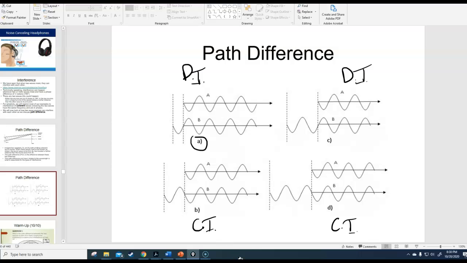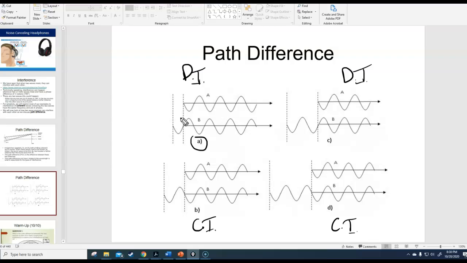Okay, you should be able to tell just by looking. But notice now that this picture kind of highlights the path difference between the two waves. Okay, notice that these two waves, if you stop at the dotted line, are the exact same length, but the bottom wave here is a little bit longer.